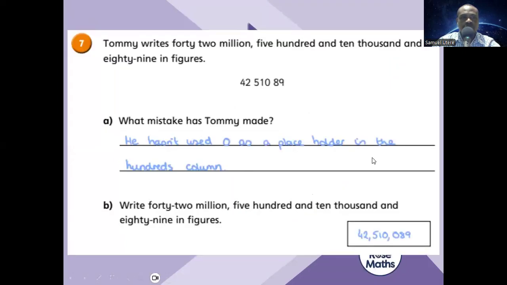For question 7, you asked, Tommy writes 42,510,089 in figures. Interesting. What mistake has Tommy made? You remember? Tommy has made the classic mistake. And what's that mistake? When we write numbers, remember, if we have 42 million, we know we're going to have 42 with 6 digits in groups of 3 following. So let's start filling them in according to the words we see here.